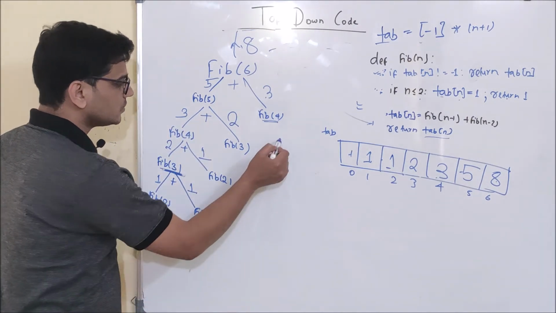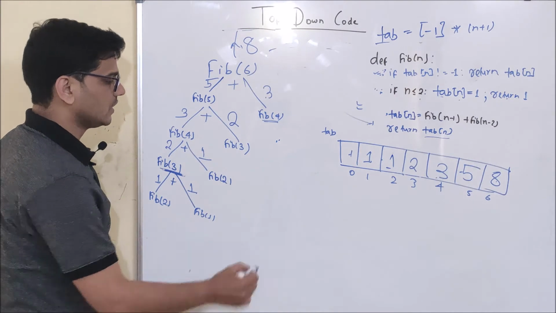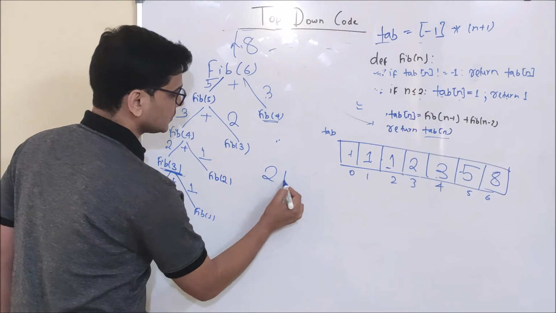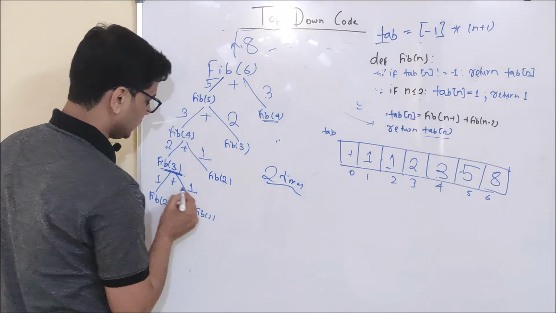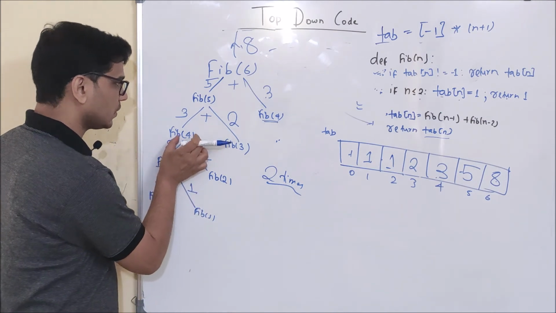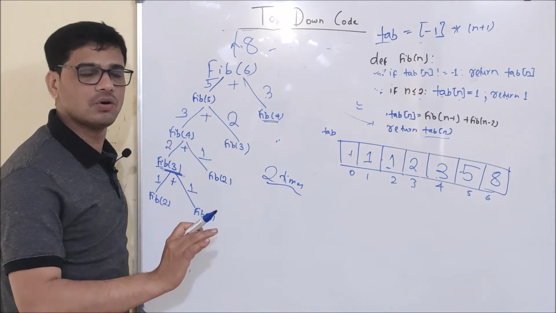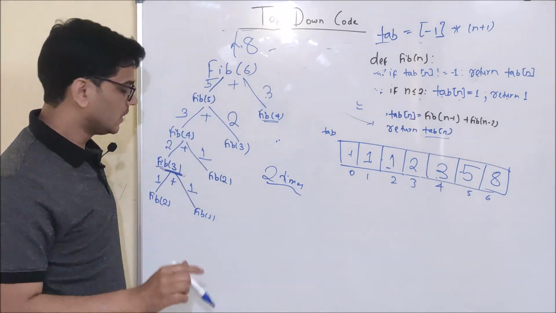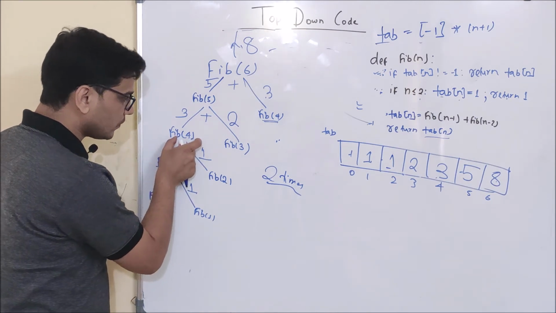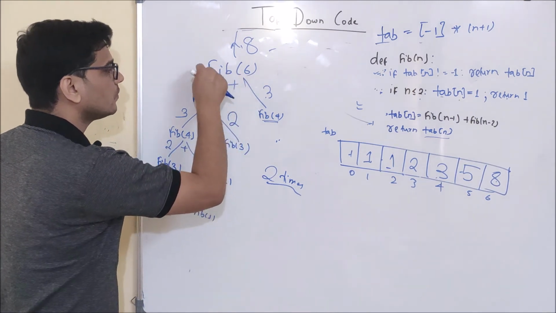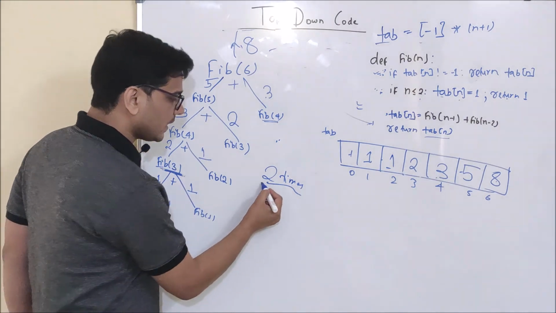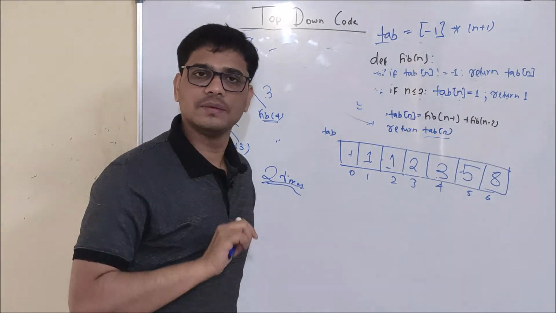If you analyze this tree carefully, you will notice that any function is at max going to be called 2 times. For example, take fib of 3. Fib of 3 will either be called by fib of 4 or fib of 5. It will not be called by fib of 6. Similarly, fib of 2 will be called either by fib of 3 or fib of 4, not by fib of 5 or fib of 6. Got it? So at max any function will be called 2 times.